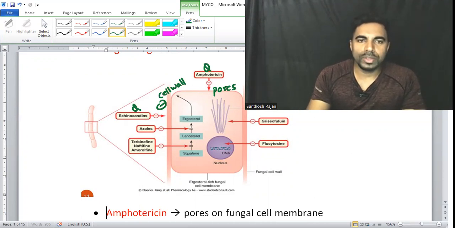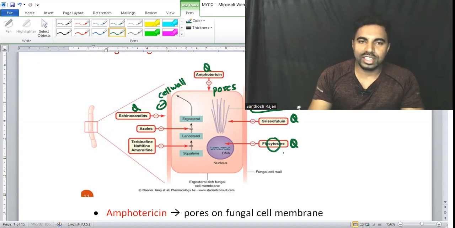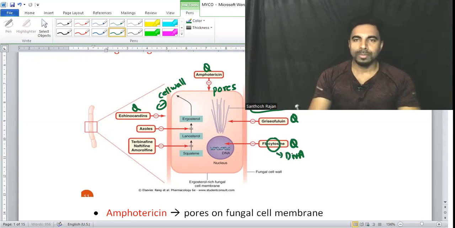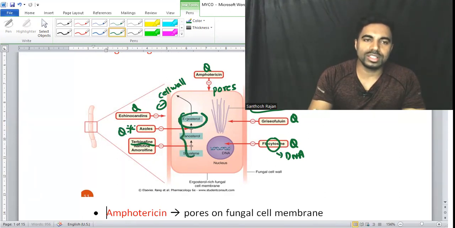Griseofulvin acts on the microtubular system, that is, the mitotic spindles. It inhibits that, and that is its action. Flucytosine acts on the DNA. Cyto itself says DNA. It goes and inhibits the DNA of the fungi. Azoles are the most commonly used. Azoles and terbinafine, you would have heard about terbinafine also. These two, the main mechanism is to inhibit ergosterol synthesis. That's it.